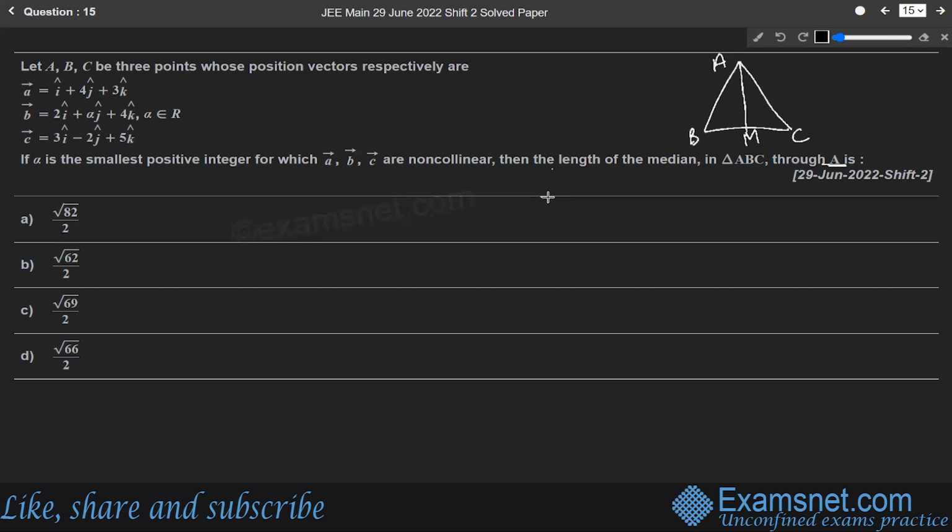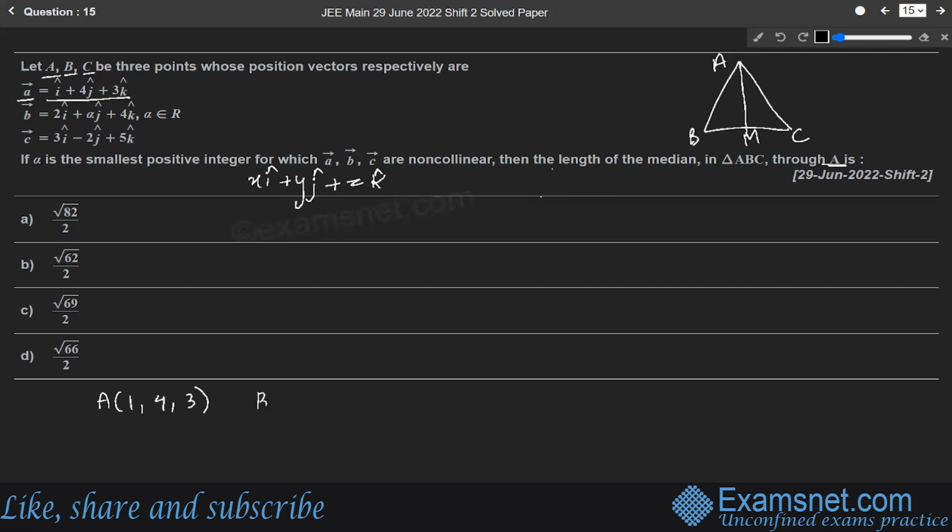And you can see that here three different vectors are given, A, B, and C, which are the position vectors of 3 points A, B, and C. Basically, the position vector is in the form of xi cap plus yj cap plus zk cap. So considering point A, the position vector is A vector, right? So here the values of x, y, and z will be the coefficients of i, j, and k. So the values will be 1, 4, and 3.